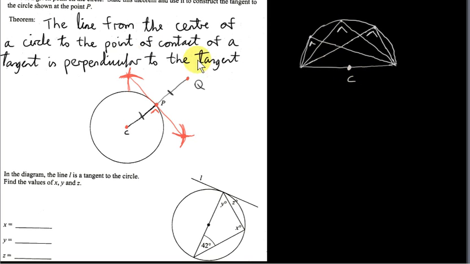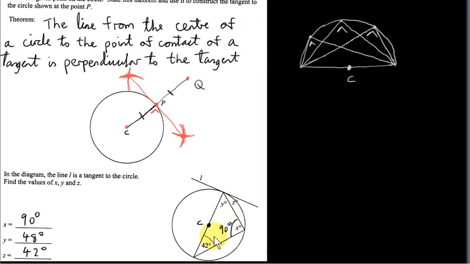Just remember that when you have a semicircle, then the angle in the semicircle is 90 degrees. So you can see that x is 90 degrees because this is a diameter of the circle. This dot here represents the center of the circle. So we have a semicircle.